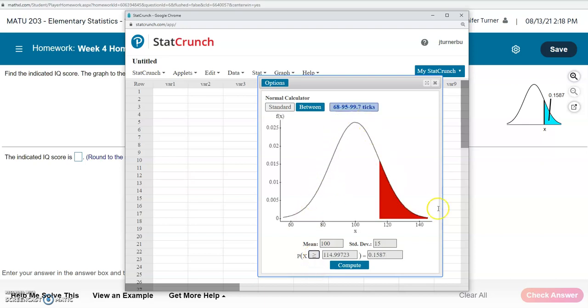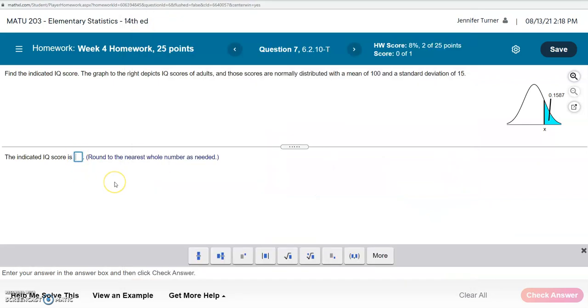So see, now we got this picture, and we have the exact same picture right here, right? This shaded region over to the right, same as here. The area in that shaded region is 0.1587, same as it was here. So this value down here, this IQ score that's separating the graph in this way, is going to be this value, 114.99. So we're going to copy that and paste it over here.